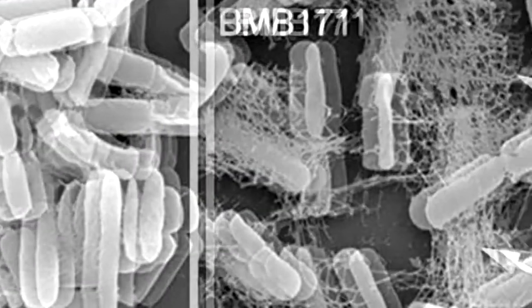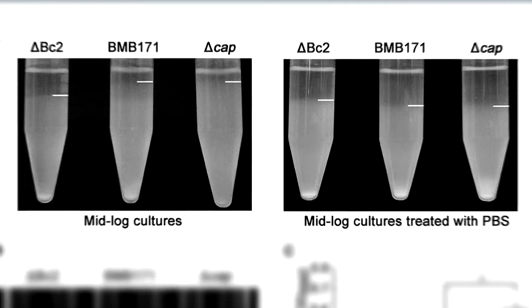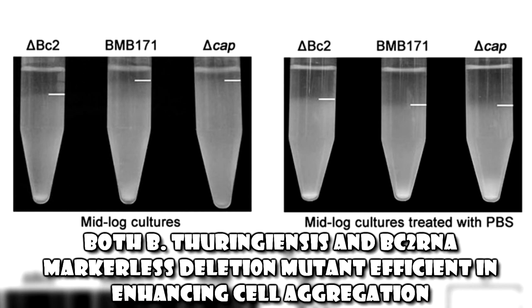The fourth observation is that enhanced Cap expression can inhibit motility and block EPS of B. thuringiensis. From their observation, the Bc2 mutant shows the least swimming motility and EPS secretion due to the lack of Bc2 RNA, which promotes the Cap expression. Next, King Tang also found that bacterial motility and EPS formation are related to aggregation. They stated that both Bacillus thuringiensis and the Bc2 RNA-regulated deletion mutant are efficient in enhancing cell aggregation. However, in the Cap deletion mutant, it remained because no Cap gene can do the transcription process.